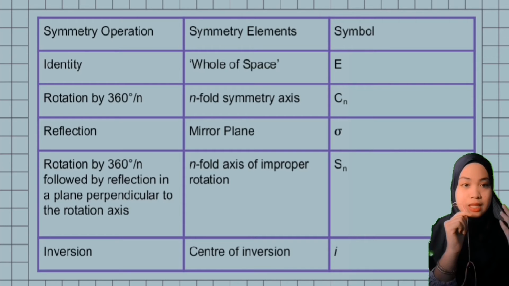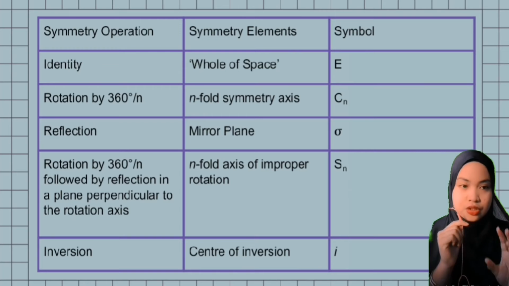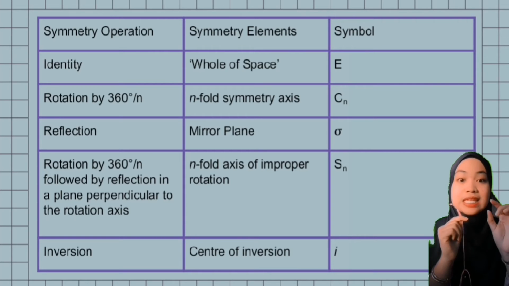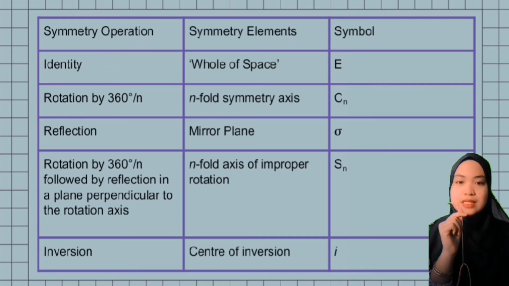Next we have reflection. Reflection has mirror planes as the symmetry elements, with symbol sigma. And then we have the symmetry operation rotation by 360 degrees per n, followed by reflection in a plane perpendicular to the rotation axis. So the symmetry element is the axis of improper rotation. So note that this rotation is improper, with symbol Sn. Last but not least, we have inversion with symmetry element the center of inversion, with symbol i.